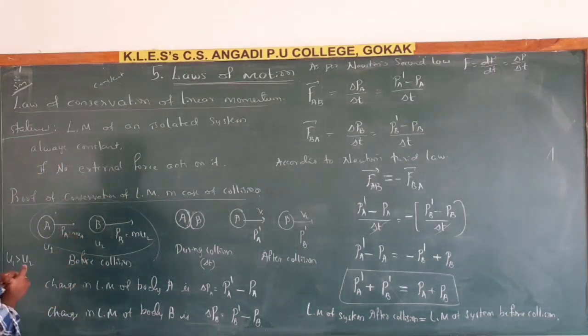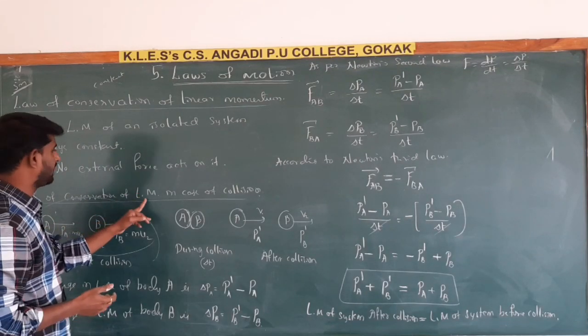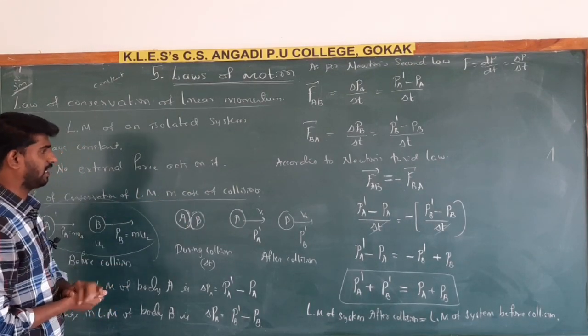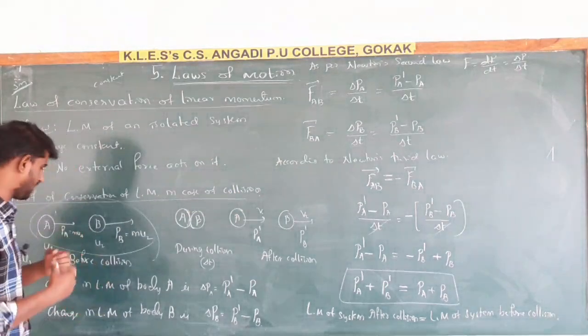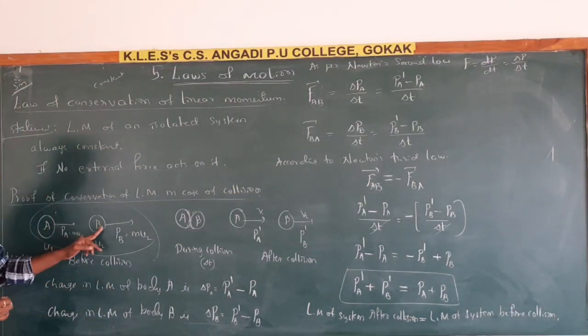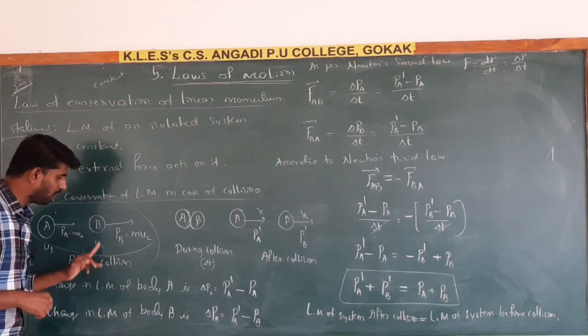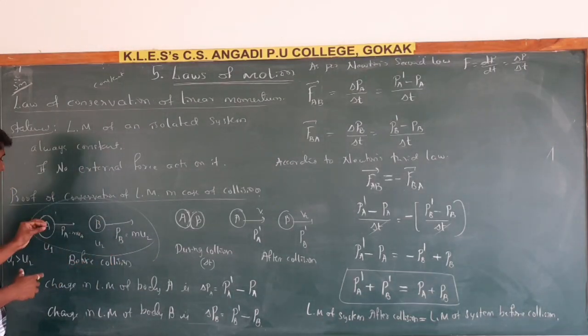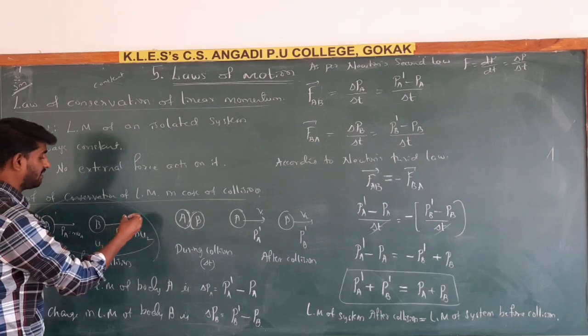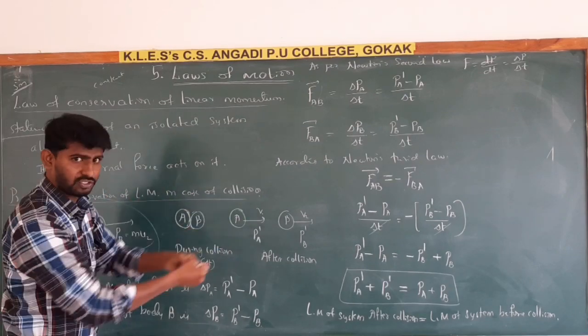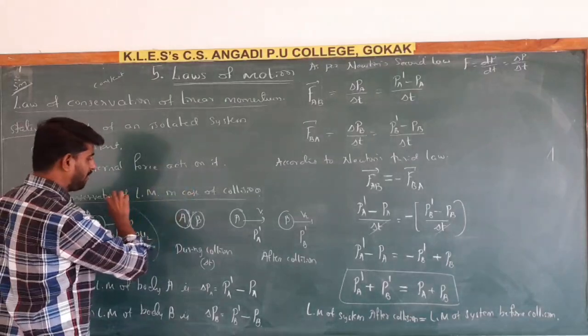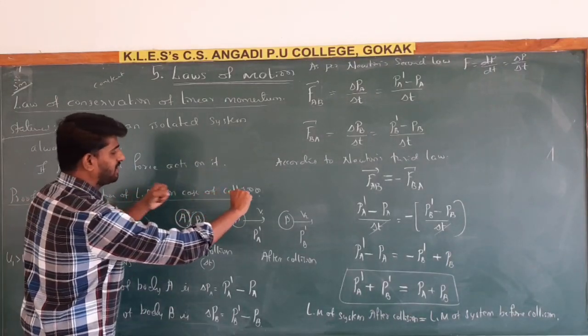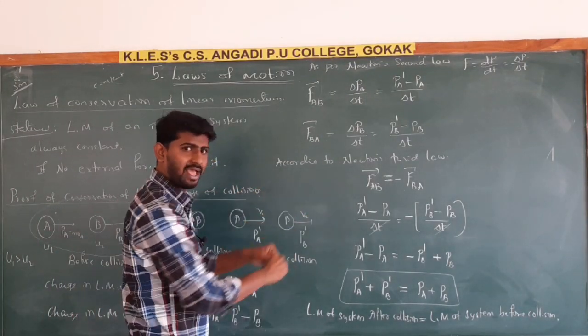And we should prove it in case of collision of two bodies. I have taken two bodies, body A and body B. Body A is moving with velocity u1, so its linear momentum is PA. Body B is moving with velocity u2, its linear momentum is PB. We assume the speed of A is greater than the speed of B so that a collision occurs. A is behind B, and A's speed is greater, so it will definitely collide somewhere ahead.